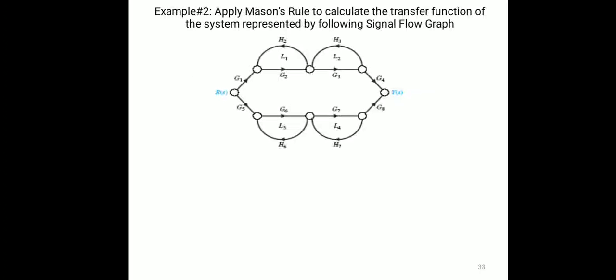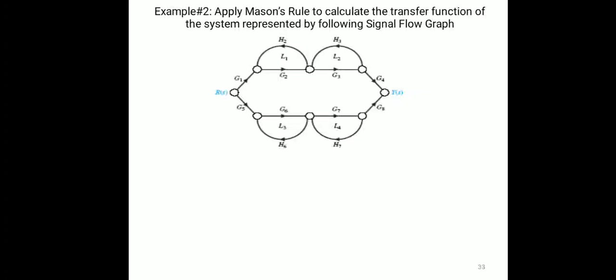So we'll just put all the values there. We know P1, P2, these are the forward paths. Delta 1, delta 2, these values are 1, and delta is the total system determinant. After putting this in, we will get the transfer function. If you solve the same question by block diagram algebra, you will get the same answer. Okay, we will have the next example on the signal flow graph.